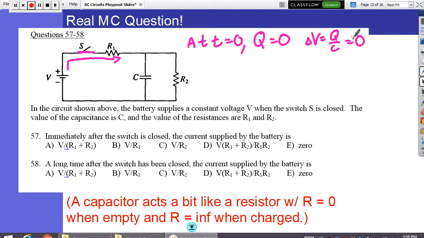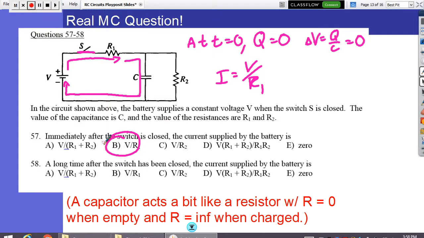So all the current is in fact going to choose to go through here. None of it's going to go through R2, because why would you choose a path with some resistance when you can choose a path with no resistance? So at first, it's all going to go through there, and our current is going to be V over just R1. So that's going to be B. Now try the second one, remembering that after a really long time, the capacitor blocks all the current.